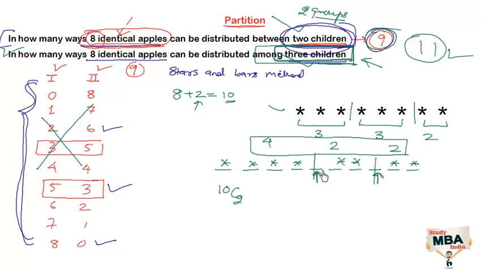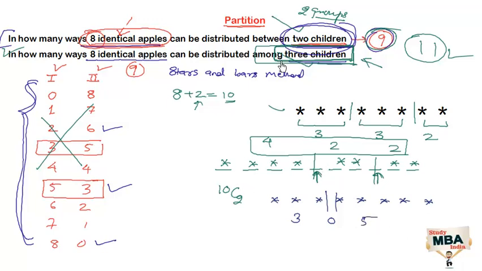It may happen that both the bars will come together also. For example, suppose I put the bars like this, after positions 1, 2, 3, 4, 5, 6, 7 and 8, then this distribution is nothing but the first child gets 3, the second child gets the apples between these 2 bars, so there are no apples between these 2 bars, then the second child will be getting 0, and the third child will be getting 5.